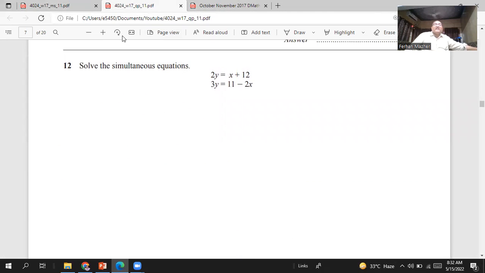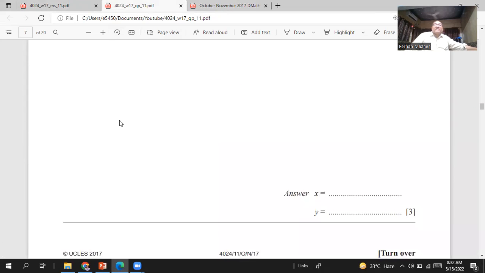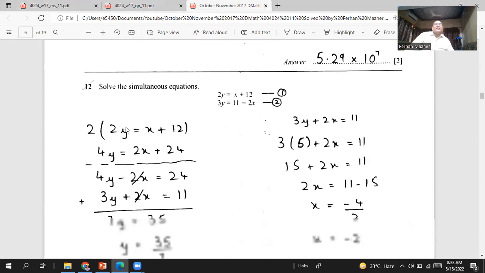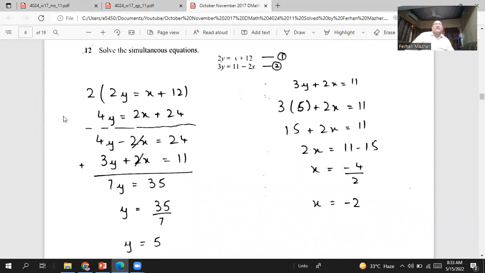The next question is simultaneous equation. It's a 3 marks question. We have to find out the value of the x and the y. So it says 2y is equals to x plus 12 and 3y is equals to 11 minus 2x. Okay, so it's very simple. So what we can do, we can make the x same in both the equations. So I will multiply the first equation with 2 to make the x same.